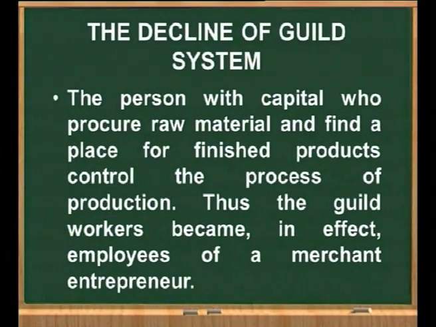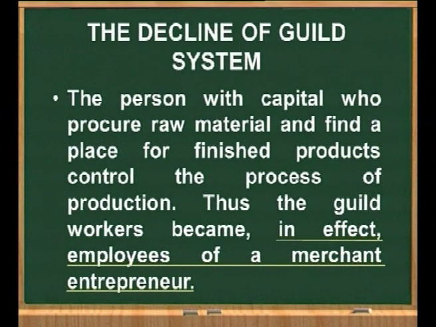Beginning with the 16th century, widening horizons and increasing trade led to a demand for new products, often necessitating expensive imported raw materials, entailing increased costs. The person with capital who procures raw material and finds a place for finished products controls the process of production. Thus, the guild workers became, in effect, employees of a merchant entrepreneur.